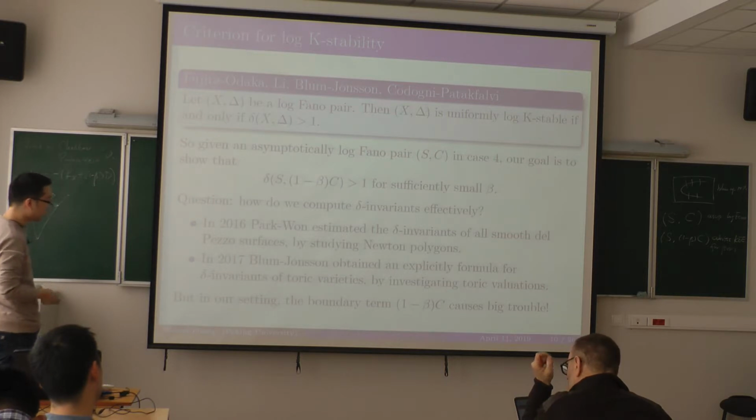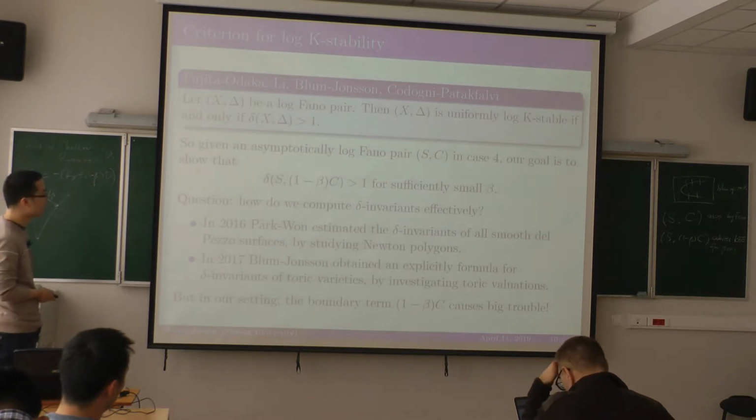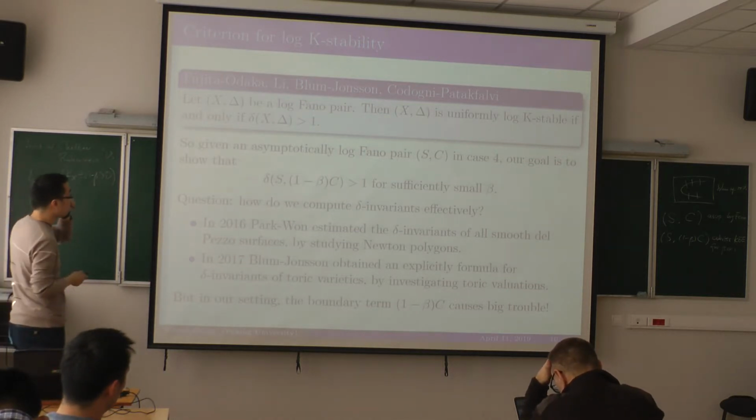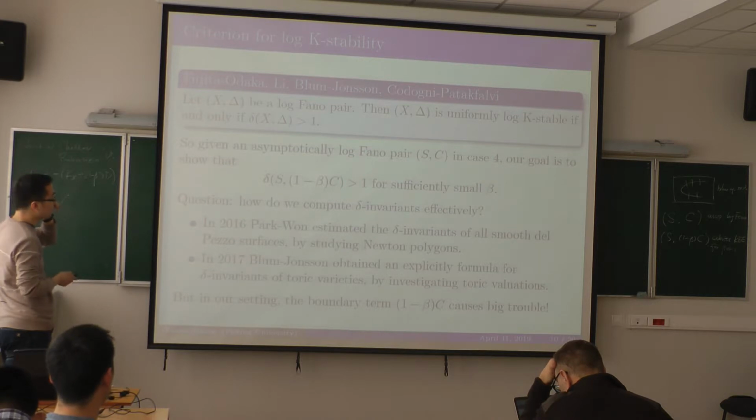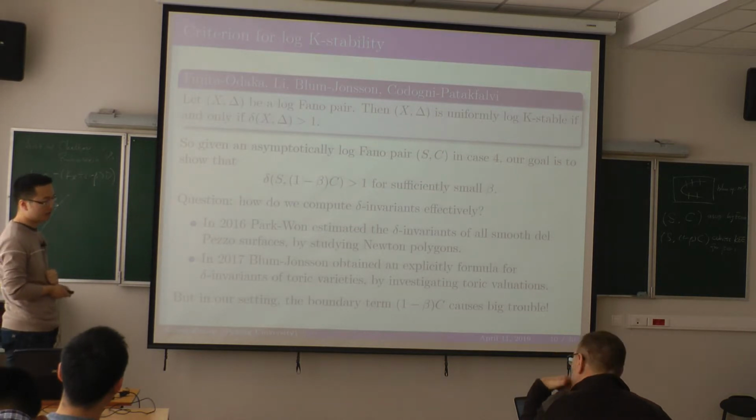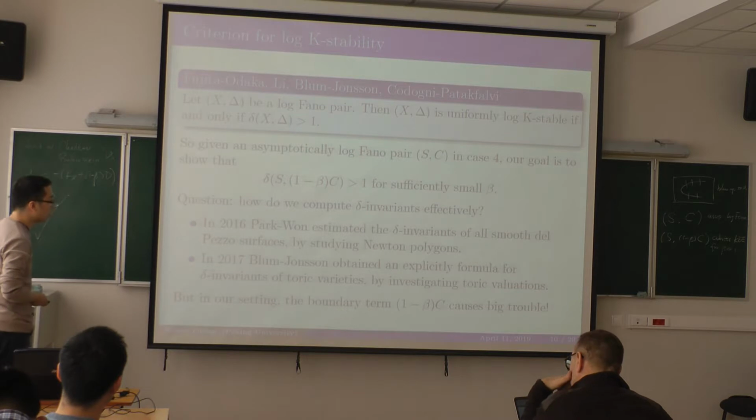But in our setting, we have this annoying boundary term, and this is causing big troubles for us. Because as you can see, if we let beta go to 0, then this boundary term will become worse and worse. By worse, I mean the coefficient of the boundary term is closer and closer to 1. So if we want to show something is log canonical, then we have to take a very careful treatment for this boundary term, basically.